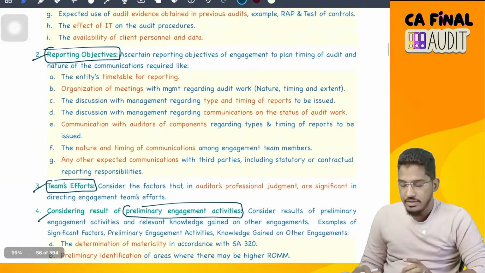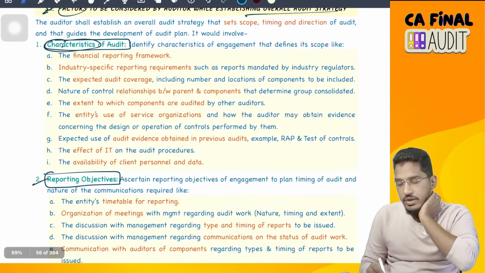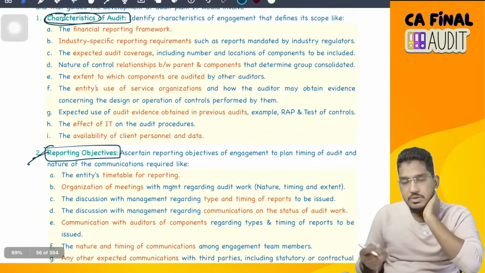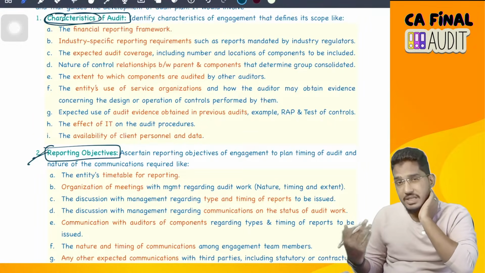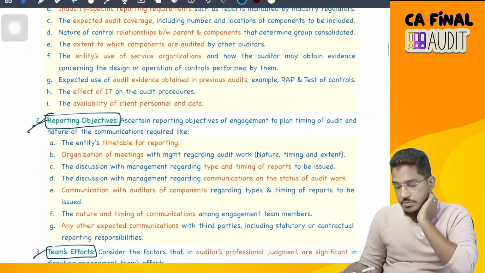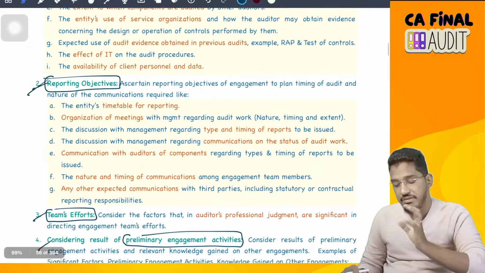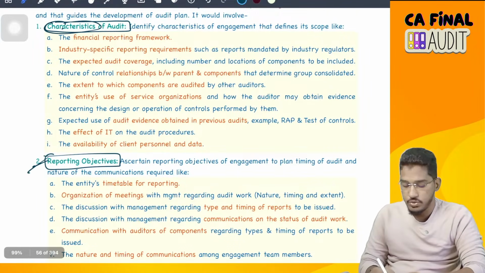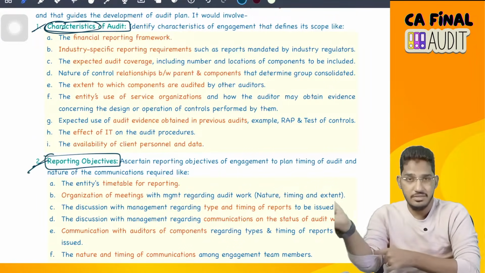of resources. And in this concept, you will be able to find examples of what will be included in the characteristics of engagement, what you will consider in the reporting objectives, what are the matters which are significant in the auditor's professional judgment, what information regarding preliminary engagement activities you will consider. So like that, we have a few examples. Like if we quickly go through here, like as I was saying, if you are establishing audit strategy, you need to consider characteristics of your client.